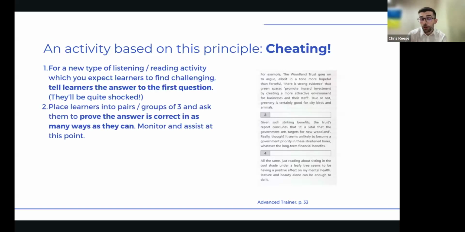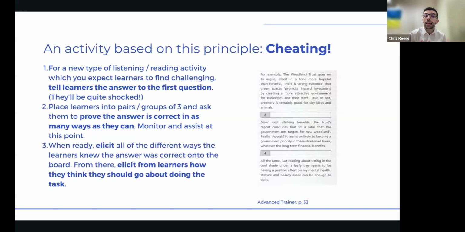Then put them into pairs or groups of three and ask them to try to prove that the answer is correct in as many ways as they can. We're giving them the end point. The answer is A. We're asking them to work backwards. You know the answer is A. Why? By doing this, they're going to find the reasoning why the answer is A. Hopefully. Usually they do this pretty successfully.